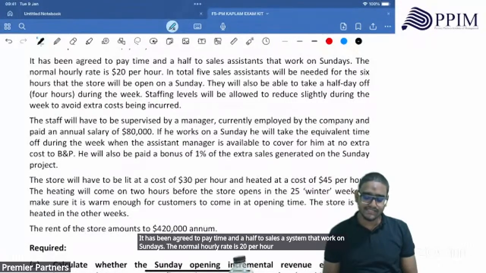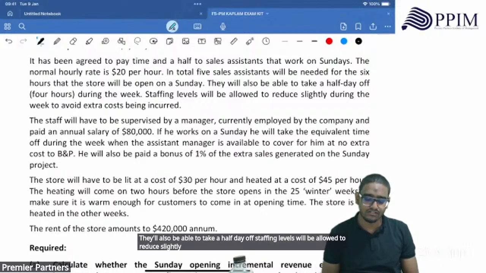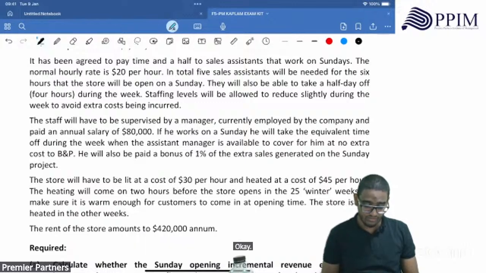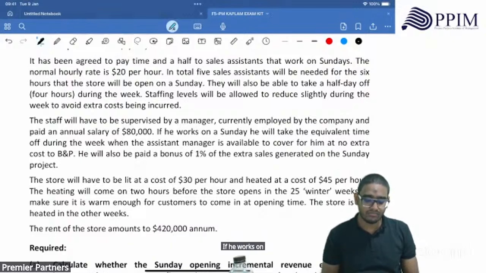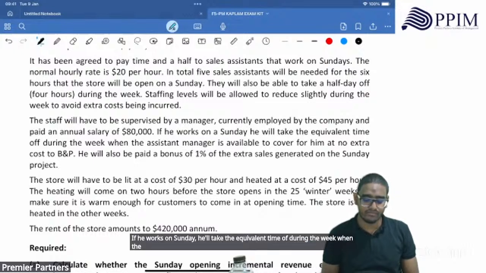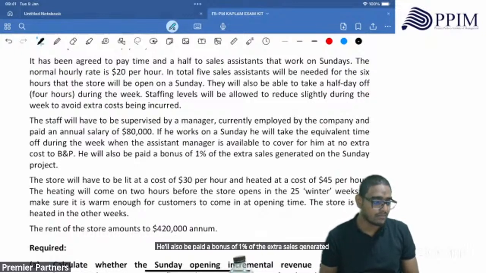In total, 5 sales assistants will be needed for the 6 hours that the store will be open on a Sunday. They'll also be able to take a half day off during the week. Staffing levels will be allowed to reduce slightly during the week to avoid extra costs being incurred. The staff will have to be supervised by a manager currently employed by the company and paid an annual salary of 80. If he works on Sunday, he'll take the equivalent time off during the week when the assistant manager is available to cover for him at no extra cost. He'll also be paid a bonus of 1% of the extra sales generated on the Sunday project.